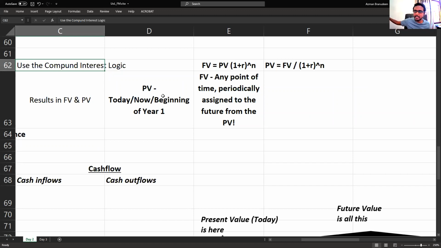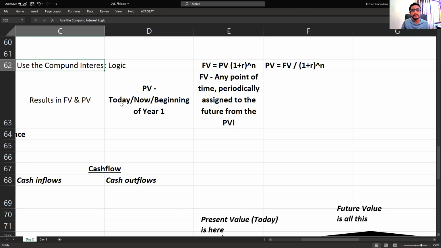And future value is very adaptable, and it changes, right? It changes depending on the point of time. The value of money 1 year down the line is very different to the value of money 1.5 years down the line. And it's very different to the value of money 5 years down the line. So that is future value.